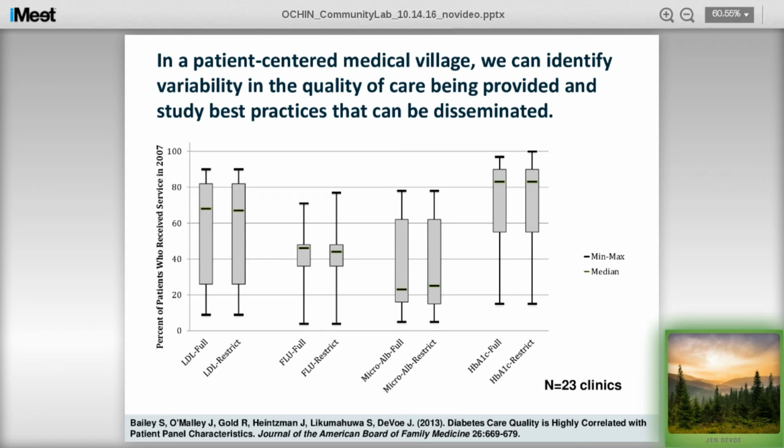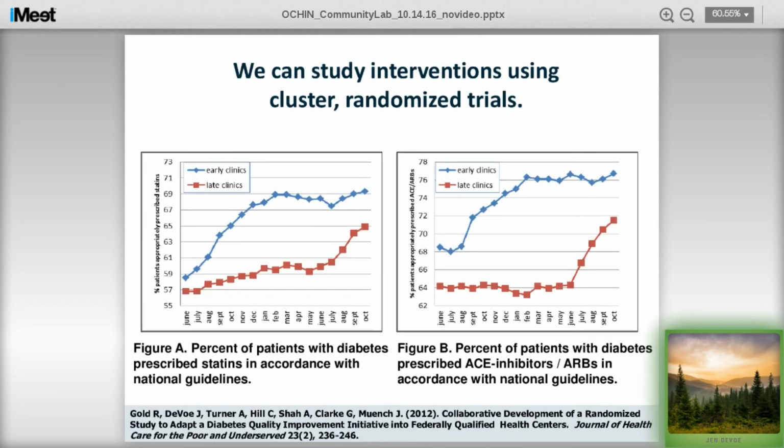And you'll see here, even across these 23 clinics who have somewhat similar patient populations, there was wide variability in the percent of patients who had received these services. In a few clinics, it was less than 20%. In other clinics, it was close to 100%, and everywhere in between. So this data and the patient-centered medical village enables us to just get a sense of where are we at and how much variability do we see.